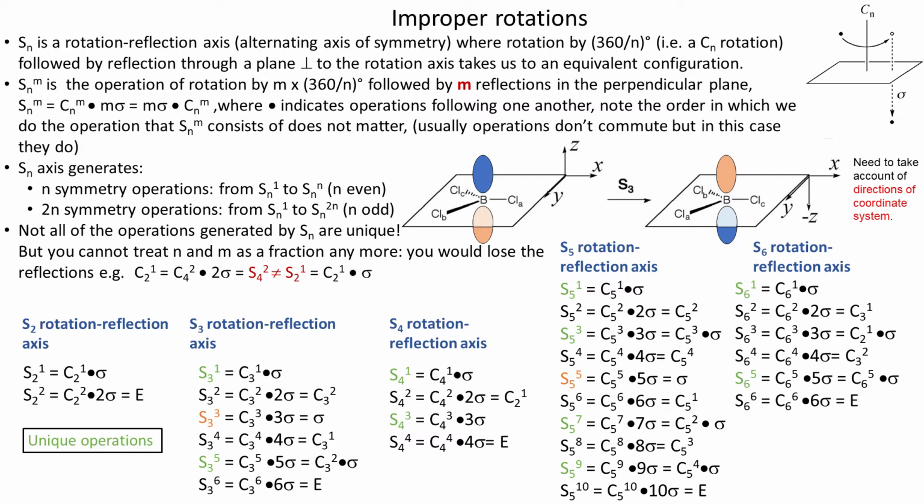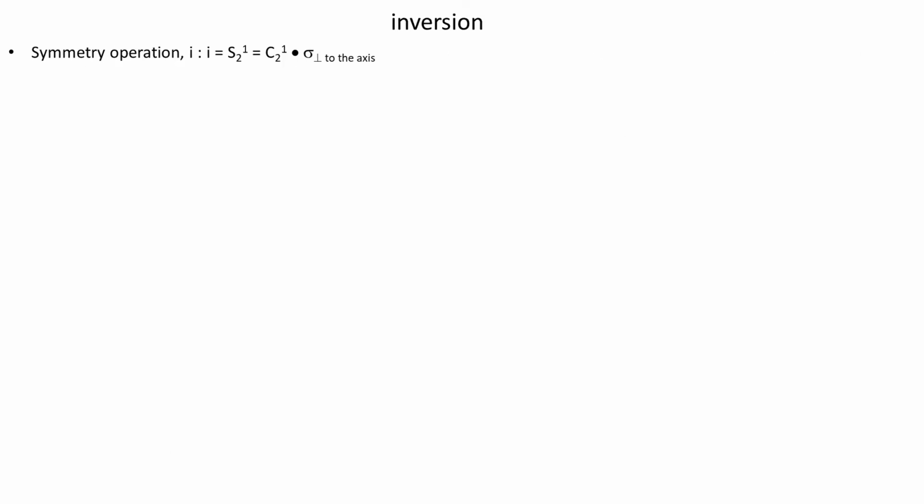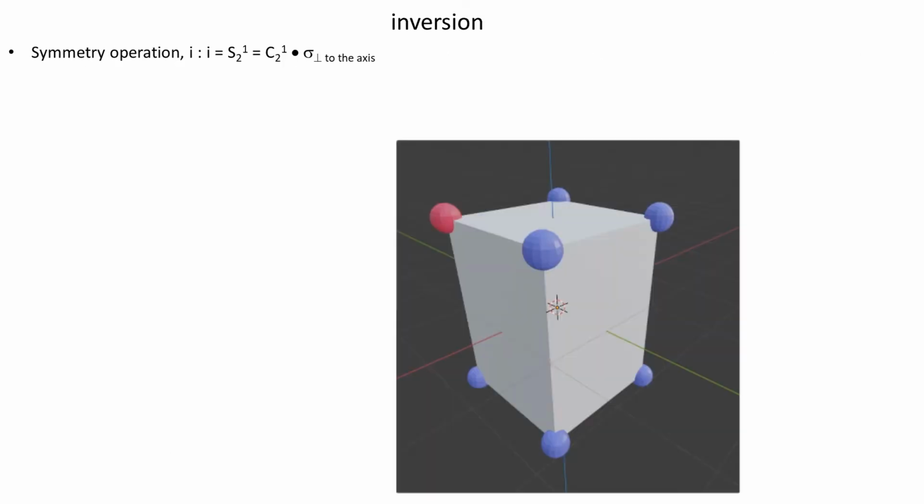Now, there is one case where you might have gone wrong because it's something that we haven't done yet. C_2^1 · σ equals inversion. So now we are going to move on to inversion, which is the last type of symmetry operation. As we have just said, the symmetry operation of inversion is a special case of improper rotation. It's S_2^1, rotation by 180 followed by reflection in a plane perpendicular to the axis.